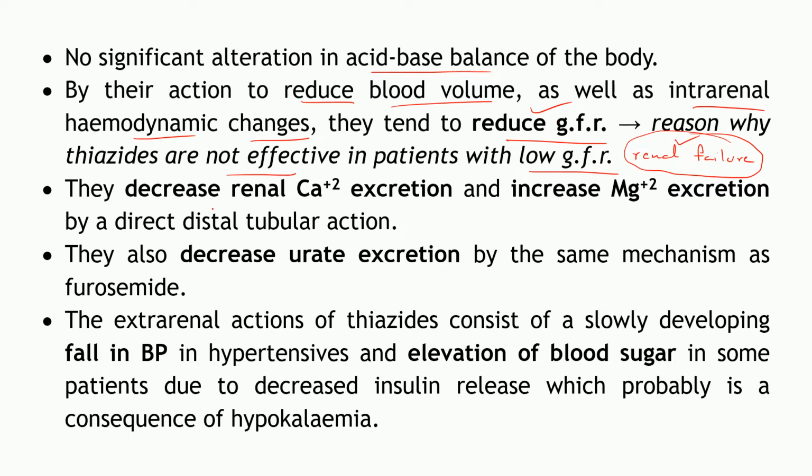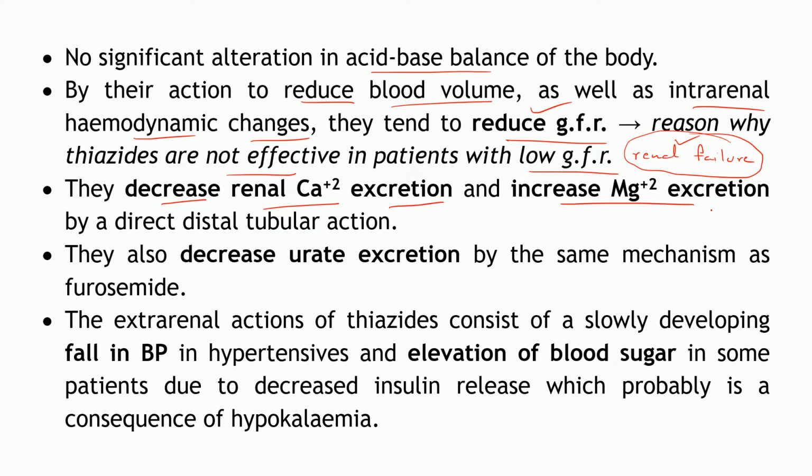Okay. Another action produced by the thiazides is the decrease in the renal calcium excretion. Remember the point of difference when we had discussed the actions of the high-ceiling diuretics? High-ceiling diuretics, they increase the excretion of calcium, right? Whereas the thiazides decrease the excretion of the calcium. This point is similar. Both of them increase the magnesium excretion, right? So thiazide also increases the magnesium excretion, and high-ceiling diuretics are also increasing the magnesium excretion.